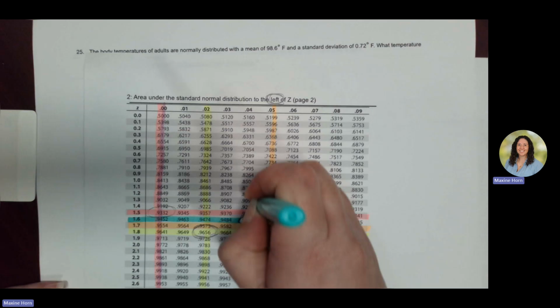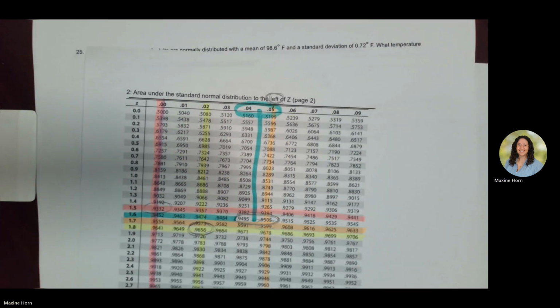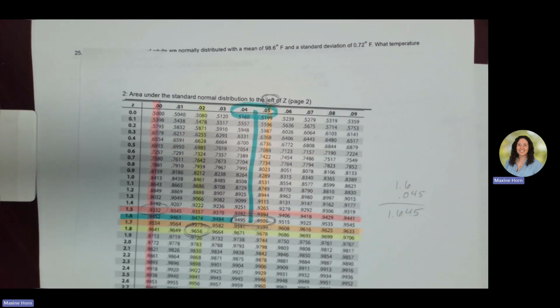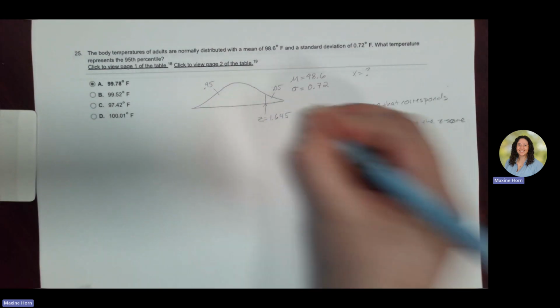So where am I at? I'm exactly halfway in between these two. So that's 1.6. And then halfway in between 0.04 and 0.05 is 0.045. So that's 1.645. You don't have to actually write it out this way. If you can just see that, that's great. But I have 1.645. All right, that's my z-score. Great. We found the z-score that corresponds to the given area by looking it up in the chart: 1.645.